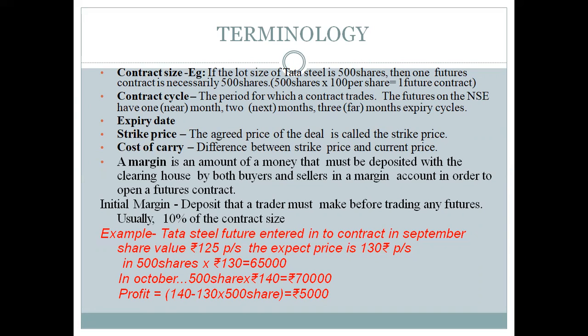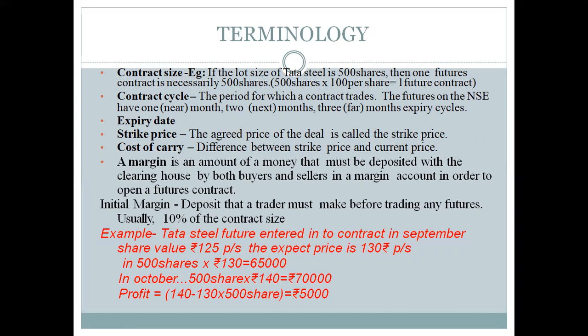Contract cycle: the period for which a contract trades. The futures on the NSE have 1 month, 2 months, and 3 months. 1 month is called the near month. For example, if the contract is for a 3 months period, let us take January to March. January will be called the 1 month, February will be called the next month, and March will be called the far month.